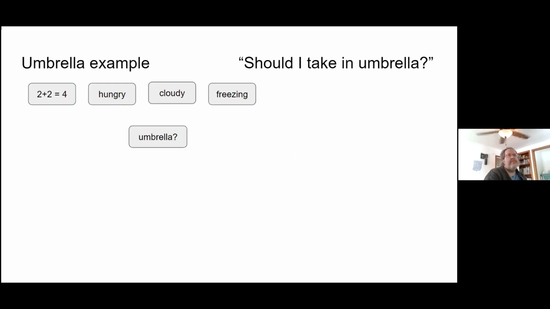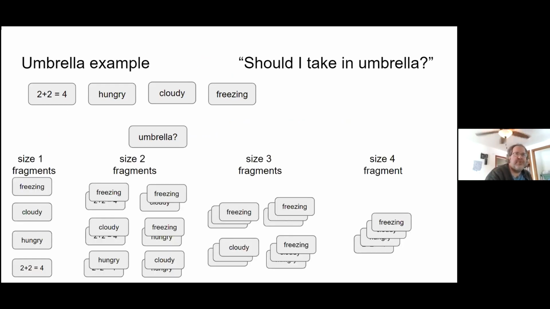This is my umbrella example. And the question is, should I take an umbrella? And I have 4 pieces of information. I have the truth of 2 + 2 = 4. I know whether or not I'm currently hungry. I know whether or not it's cloudy. And I know whether or not it's freezing out. And you may note that some of these probably have nothing to do with whether or not I should take an umbrella, but others of them do.